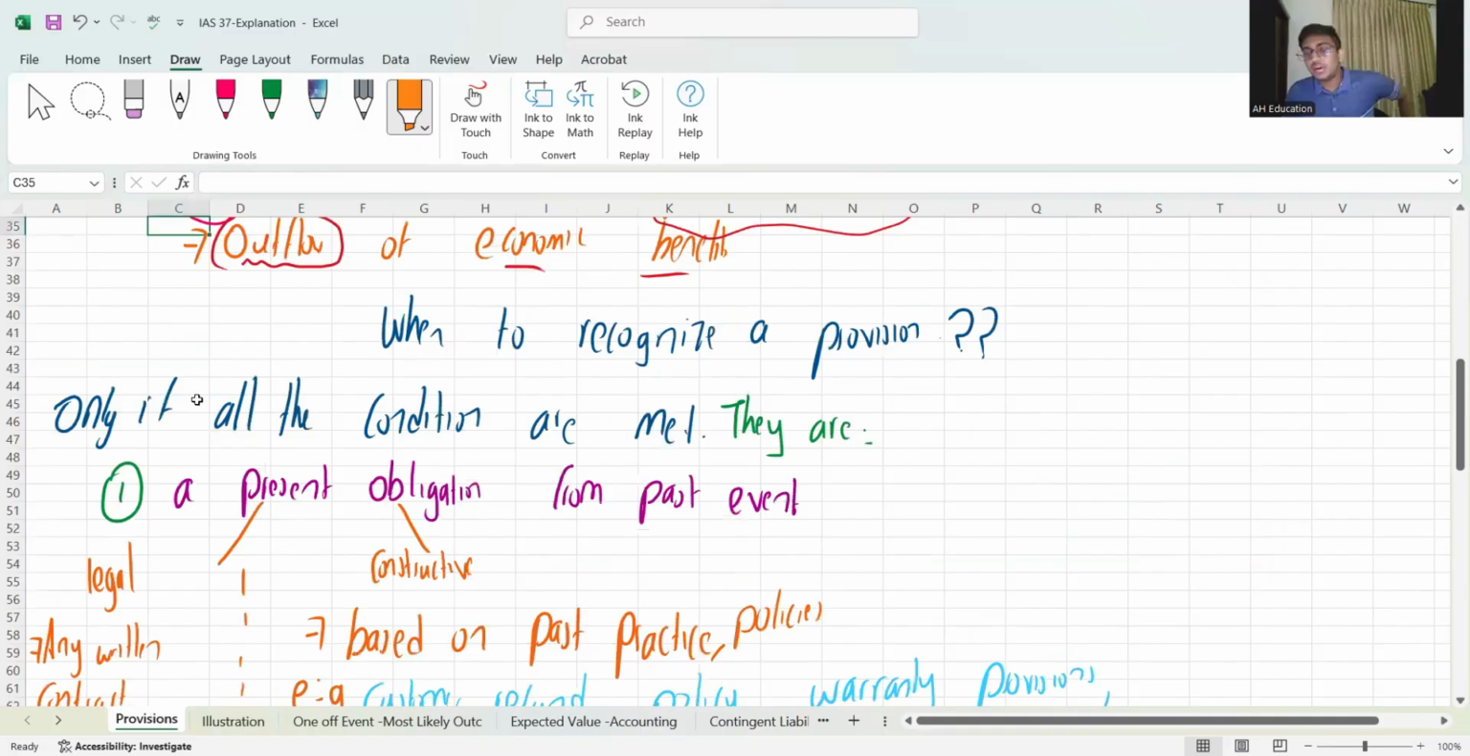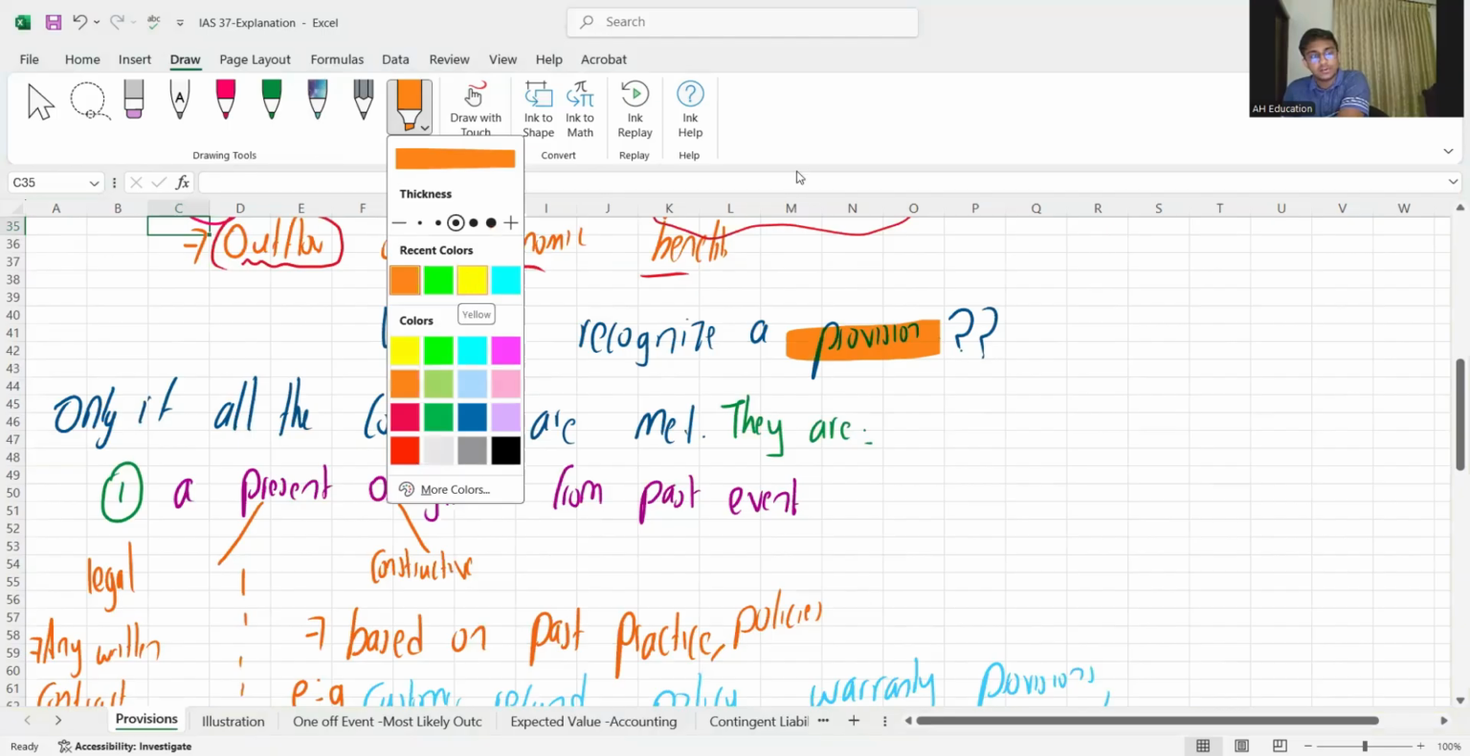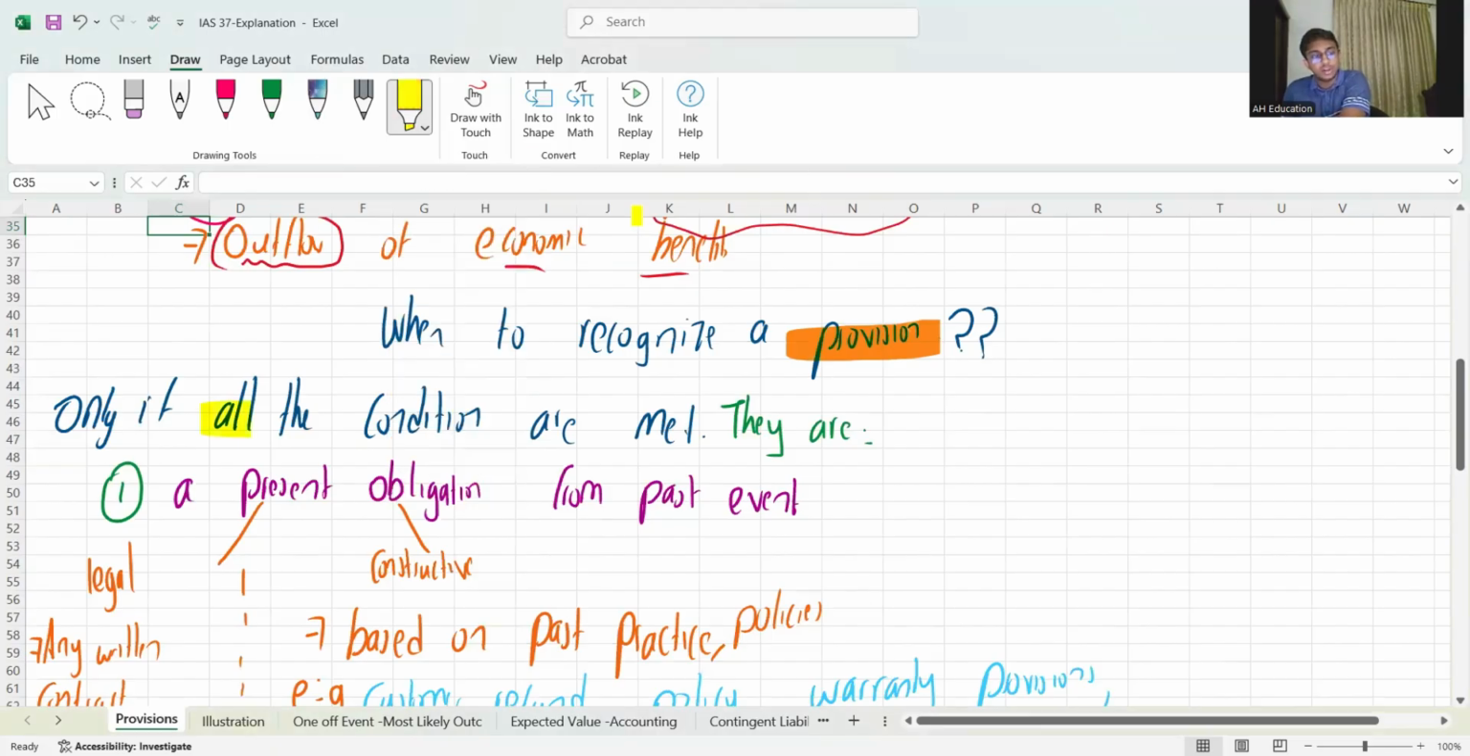coming to the next story. We know that the IASB introduced this particular standard, IAS 37. Now, how do I recognize a provision is my next question. Or when do I recognize a provision? Okay. If you need to recognize a provision, you need to meet all these three conditions. There are three conditions and you need to meet all of them.